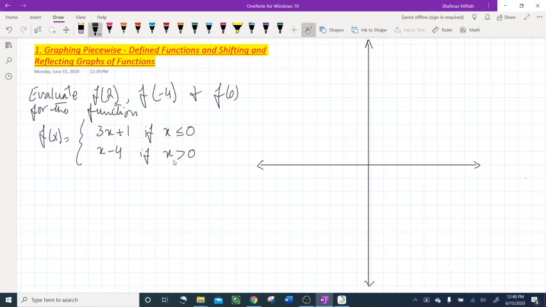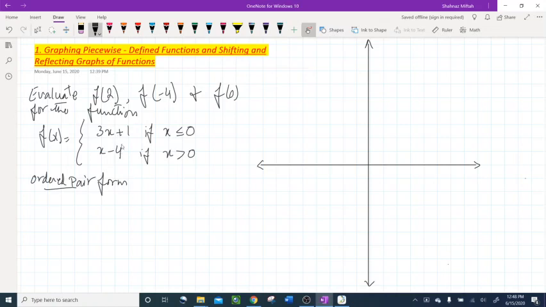Then write your results in ordered pair form. So my answers should be in ordered pair form. That will be my answer. Now, my piecewise function, let's try f of 2.